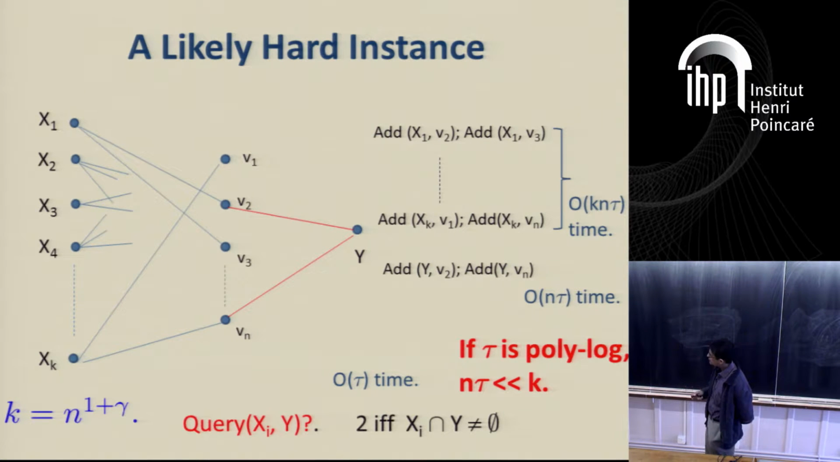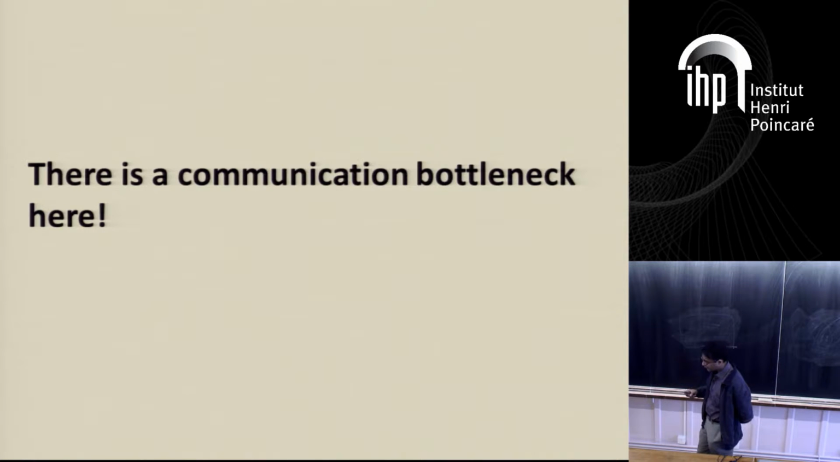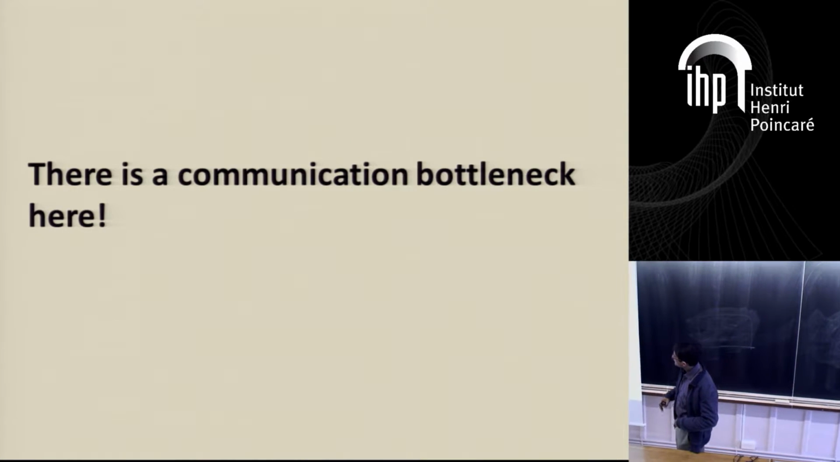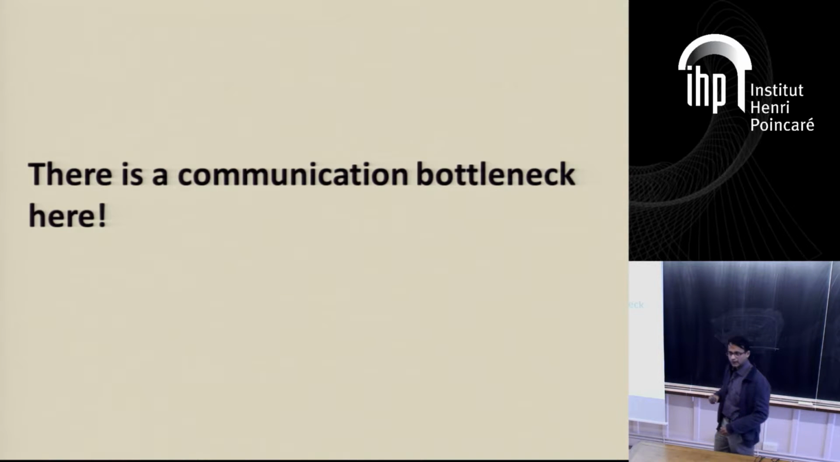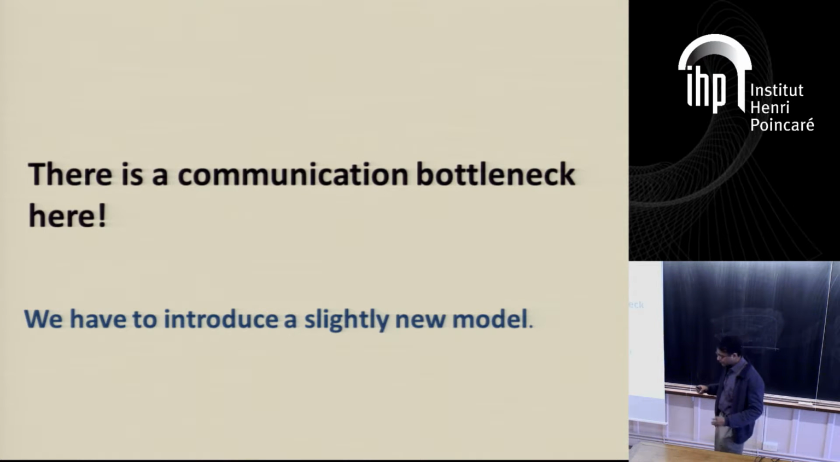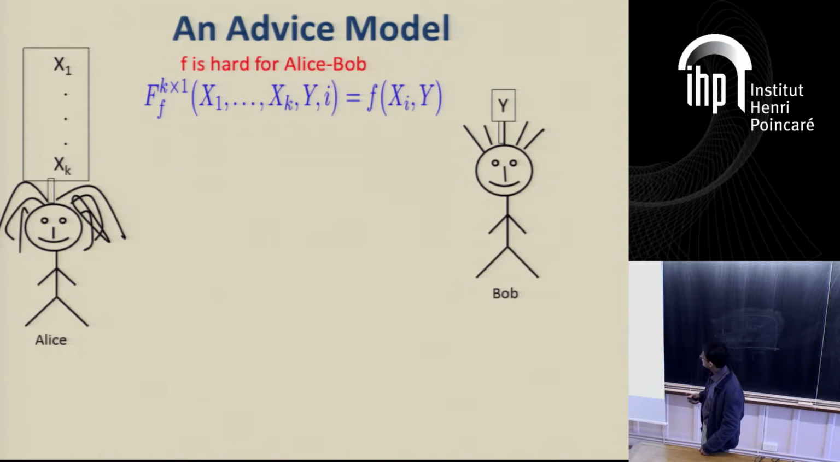So this seems hard, but how do we formalize this notion? What I'm going to say is there is some sort of information theoretic bottleneck, and this comes out in a communication game played between some players. To capture this communication bottleneck, I'll talk about a slightly different model, not quite the standard two-party model of Alice and Bob. There will be a third player who will give advice. So let's just jump into the model.